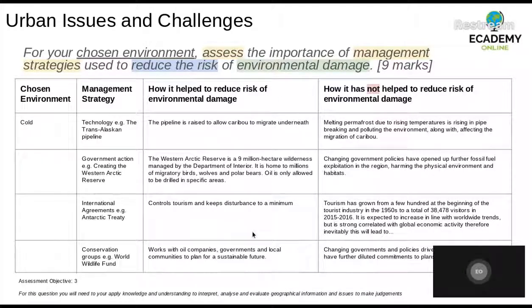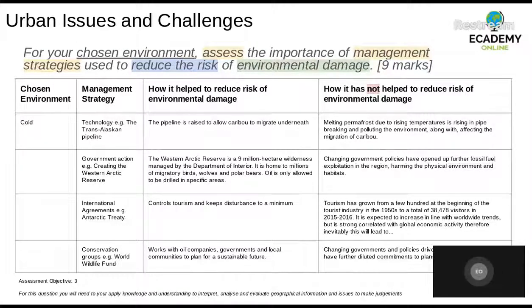So just one point is enough just to keep you going. And then I try to think of some other examples of how they don't help to reduce the risk of environmental damage. So you can see here, I've written technology. I found some information about melting permafrost due to rising temperatures causing the pipes to break, and that could affect the caribou migration.